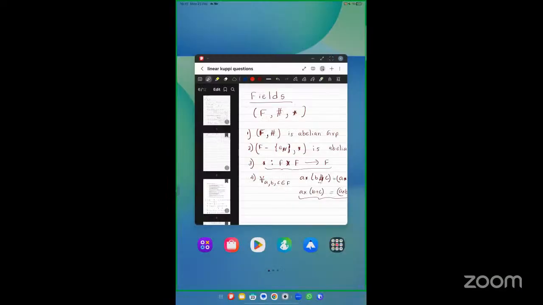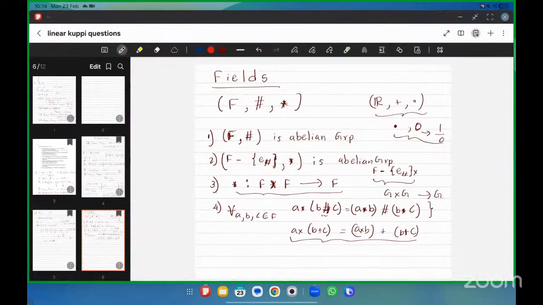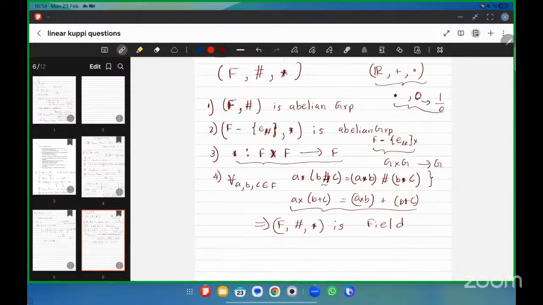So if we put it as multiplication and addition, it gives one specific thing, right? That's why, to generalize the operation, we put the sharp and the star. So if these both conditions are satisfied, we can tell that the set F with the sharp and star is a field. If these conditions are satisfied, we can tell this is a field.